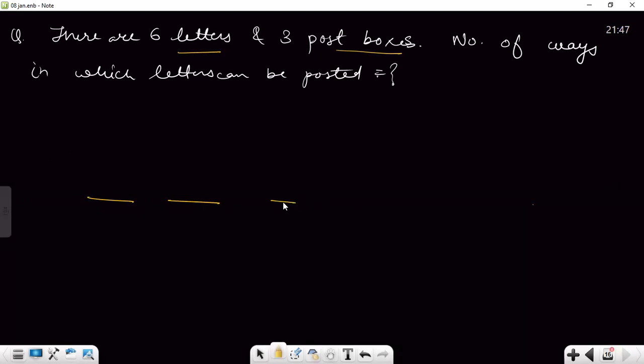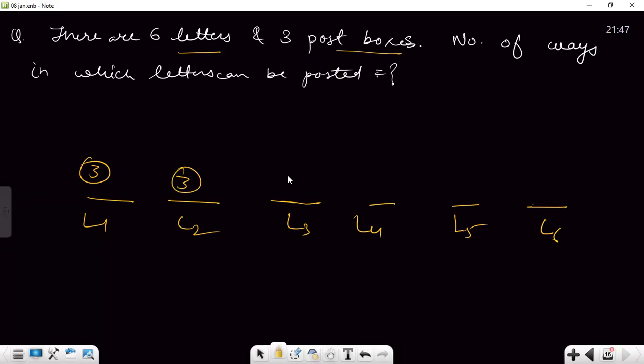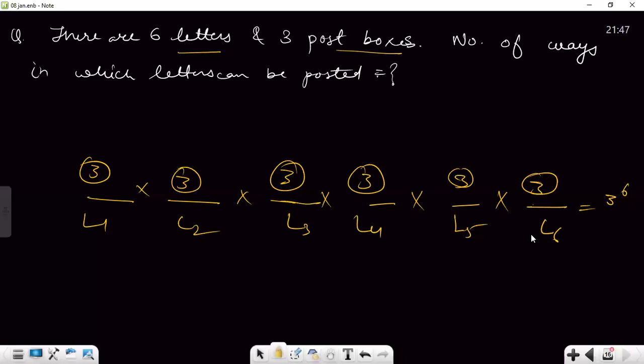So we will make our 6 letters as our 6 places. L1, L2, L3, L4, L5, L6. So L1 letter can be posted via any box. So 3 choices are there. Same 3 choices for letter 2. Same 3 choices for third. Same 3 choices for all the letters. They are dependent events. So we'll multiply. Now 3 into 3 into 3. So basically 3 is getting multiplied 6 times. This is our answer basically.